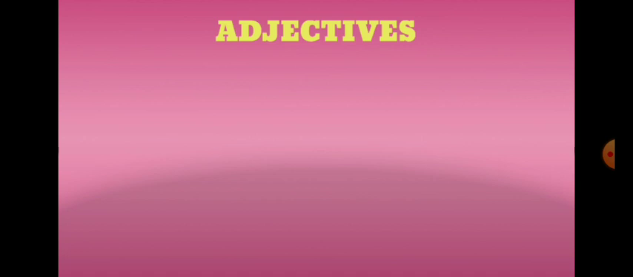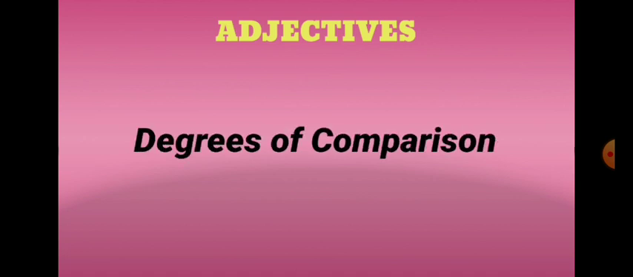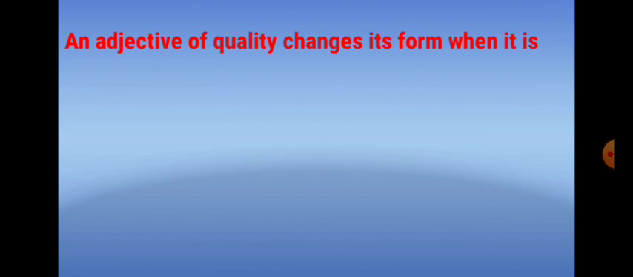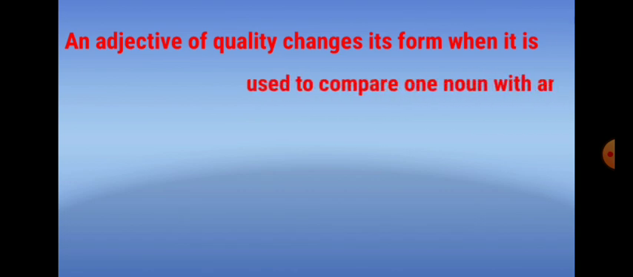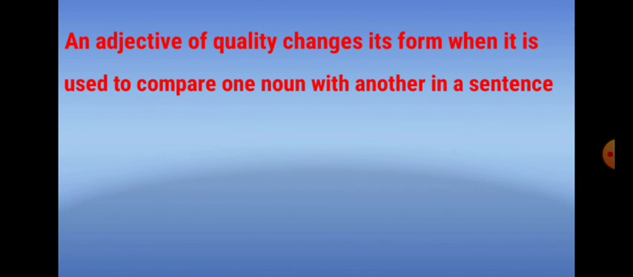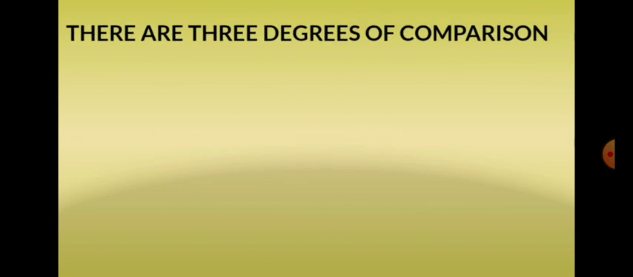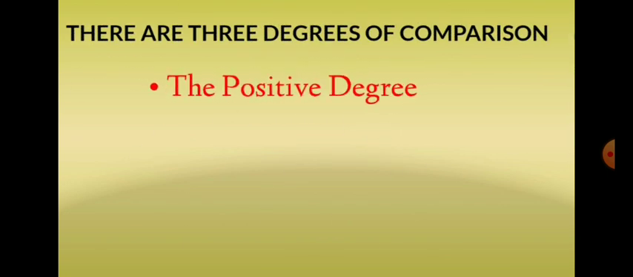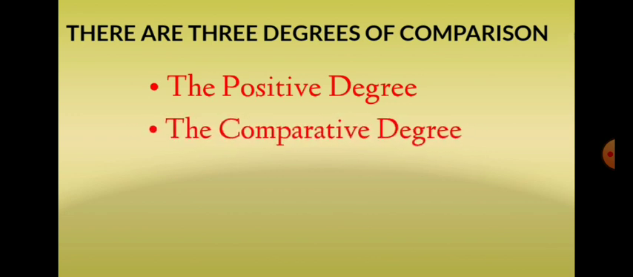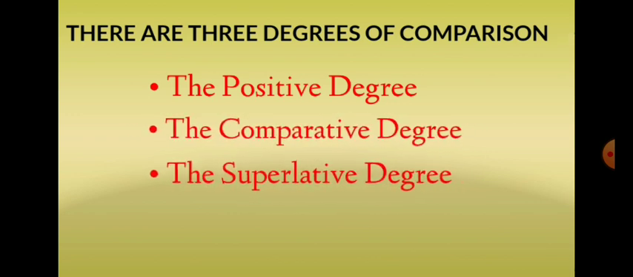Today, we are going to read adjectives and the degrees of comparison. Let us see what it is. An adjective of quality changes its form when it is used to compare one noun with another in a sentence. This is called the degree of comparison of an adjective. There are 3 degrees of comparison: the positive degree, the comparative degree, and the superlative degree.